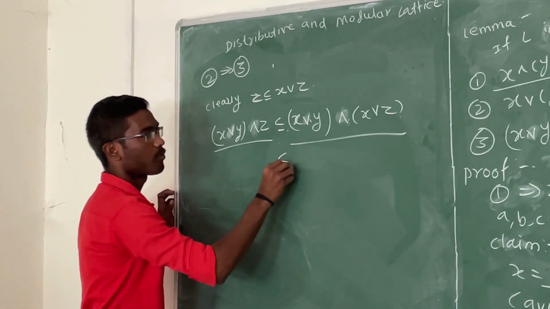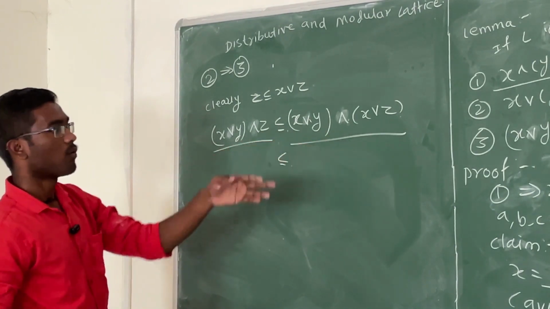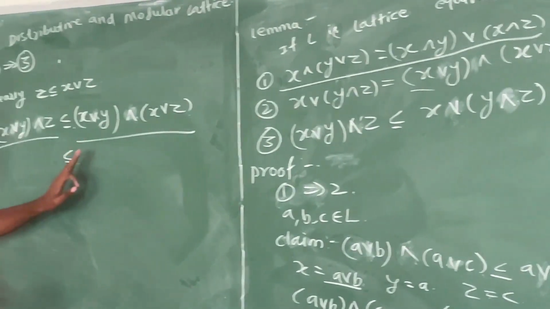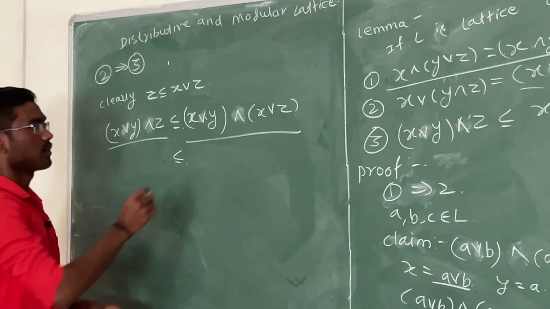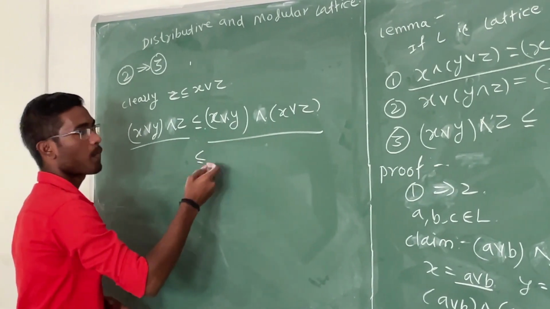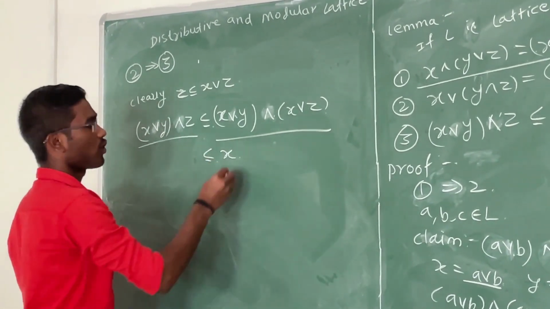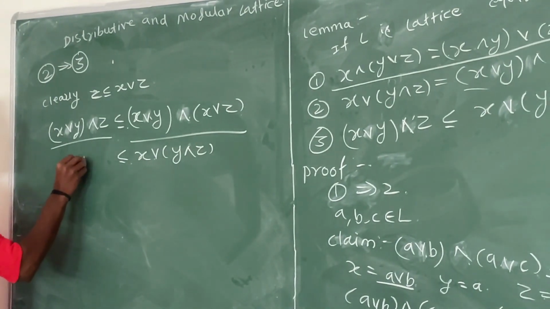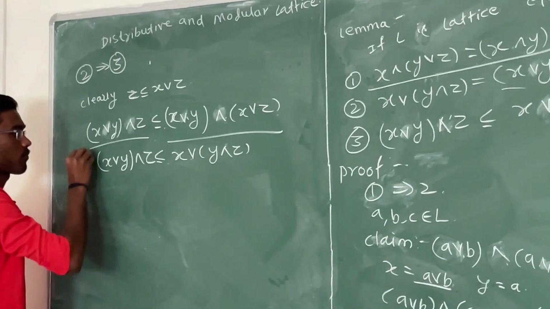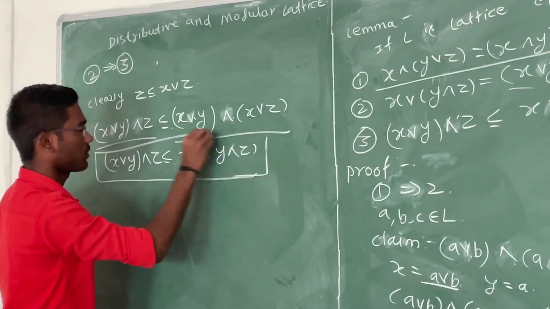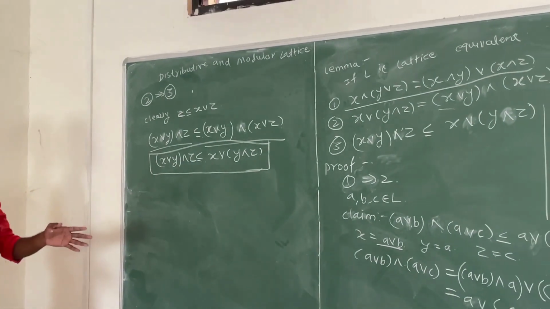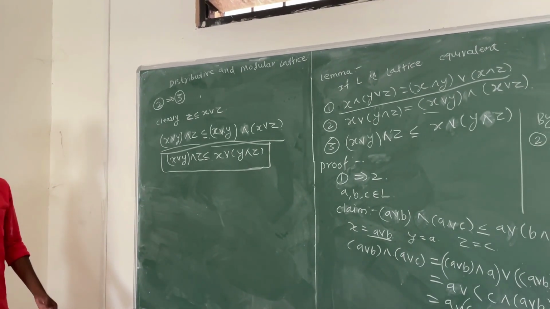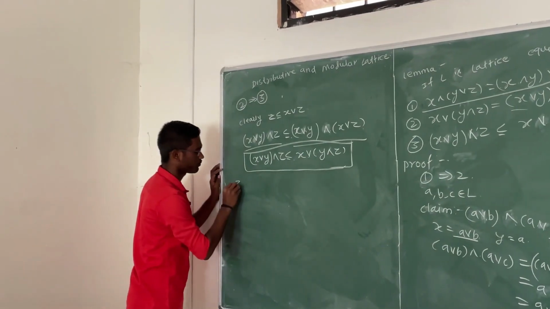Now by property second, what is the second property? This is equal to this. So we can simply write this equation as X join Y meet Z, X meet Y, that we have to prove. Okay, the third one is also proved. 2 implies 3 is proved. Now 3 implies 2.